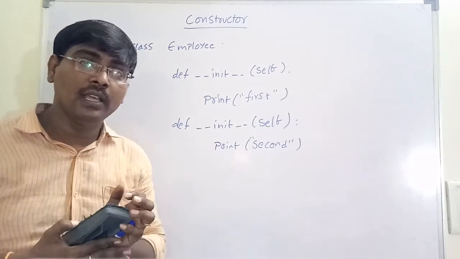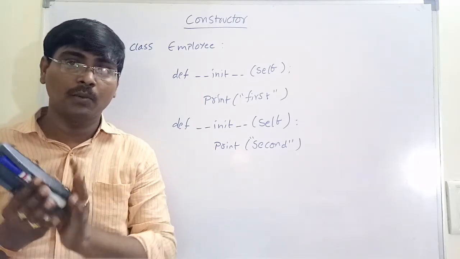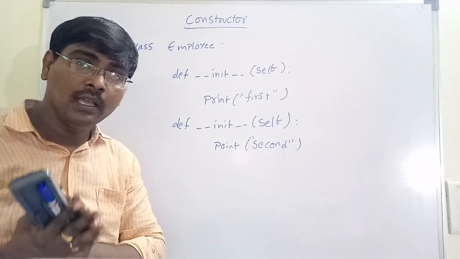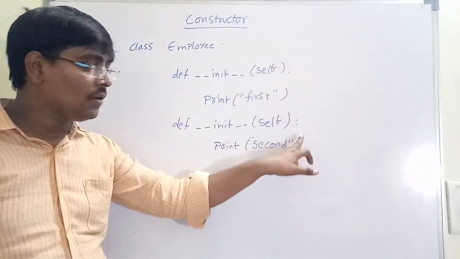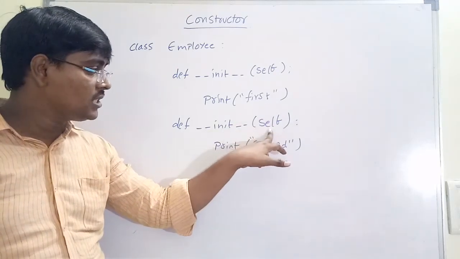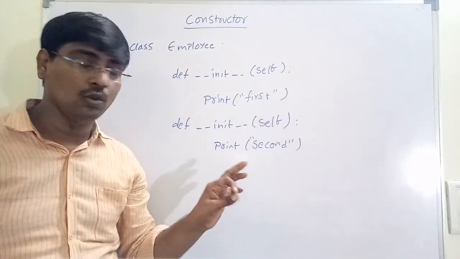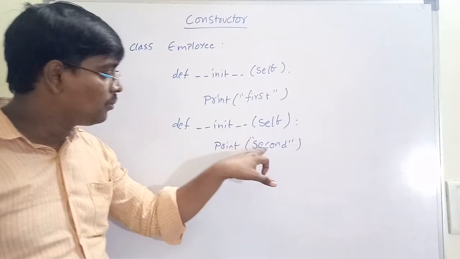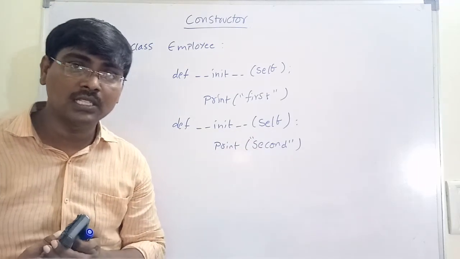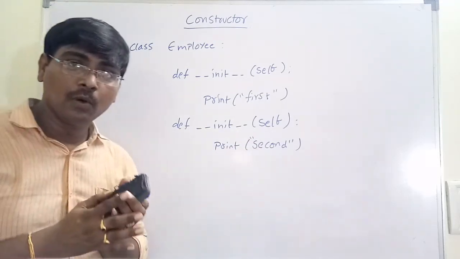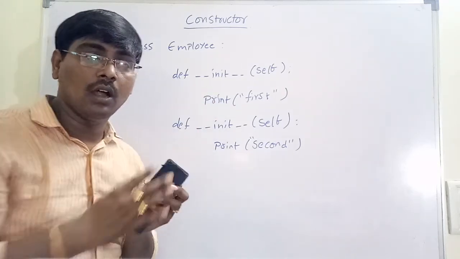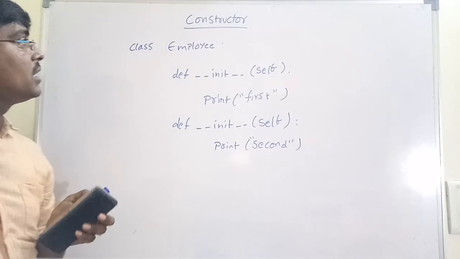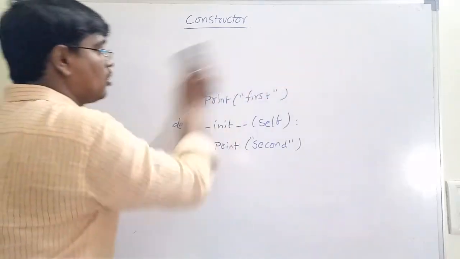Constructor overloading is not allowed in Python. Remember, constructor overloading is not allowed in Python. If you are writing any number of constructors, always the last constructor is executed. So what is the output? The output is second. Okay. And one more point is, whenever we are creating an object, a constructor is called automatically.